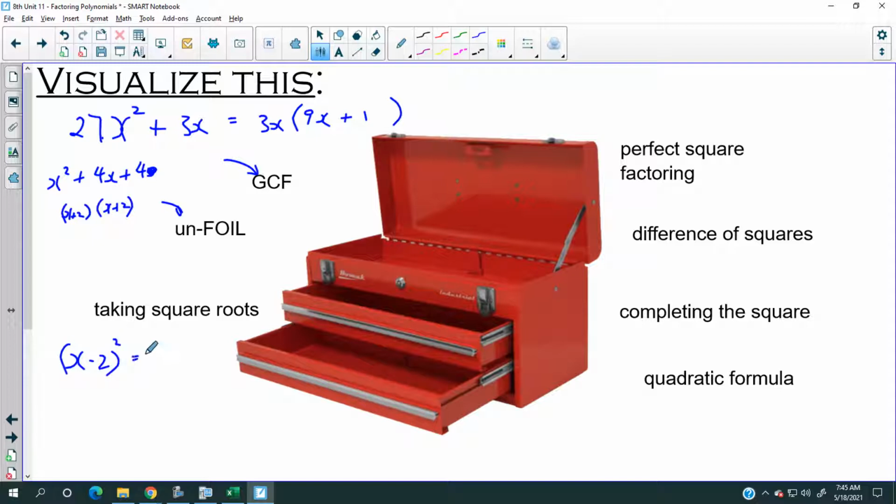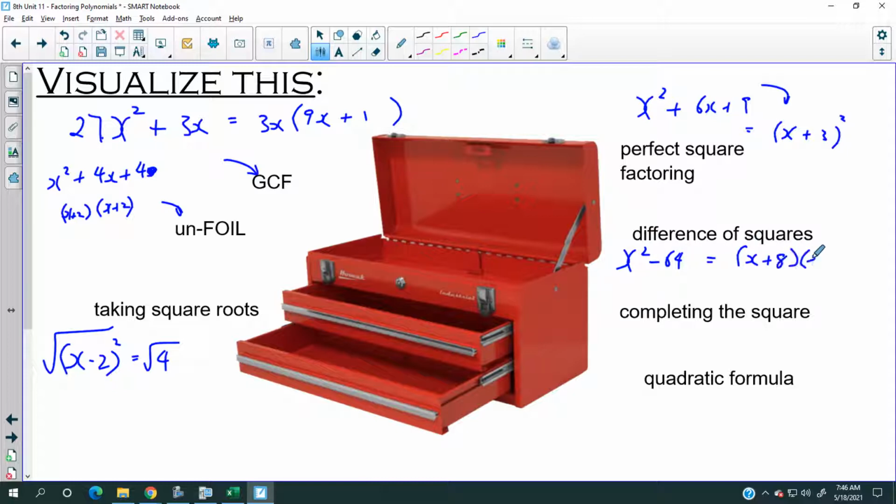Maybe something like this, and then you have to take the square root on both sides. Perfect square factoring was something like this. If I show you this, can you recognize that this is just this? Difference of squares. So if you see this, do you know that that's actually this? Completing the square. Let's see.